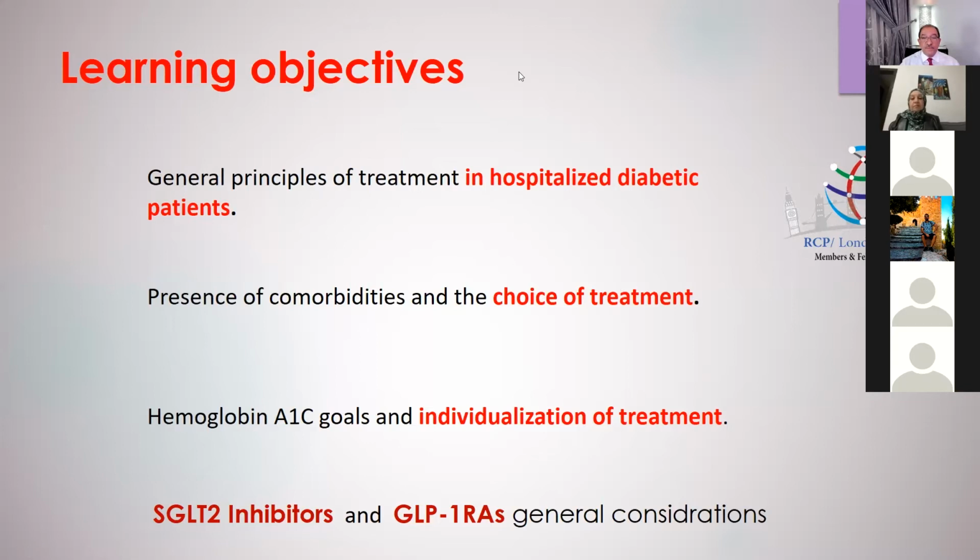Third thing is the hemoglobin A1C goals. Dr. Safa has mentioned some of it, but the exact thing is the individualization of treatment according to the comorbidities, to reach which level of hemoglobin A1C is suitable for every patient. The last learning objective is the SGLT2 inhibitors and GLP-1 receptor agonists, general considerations. Because now the cardiologists, all of them are looking for the SGLT2, but there are some general considerations which are very important to know about the GLPs and the SGLT2. Next slide, please.